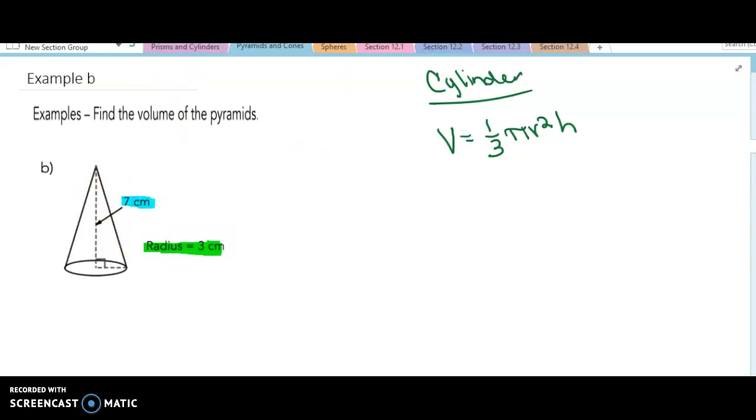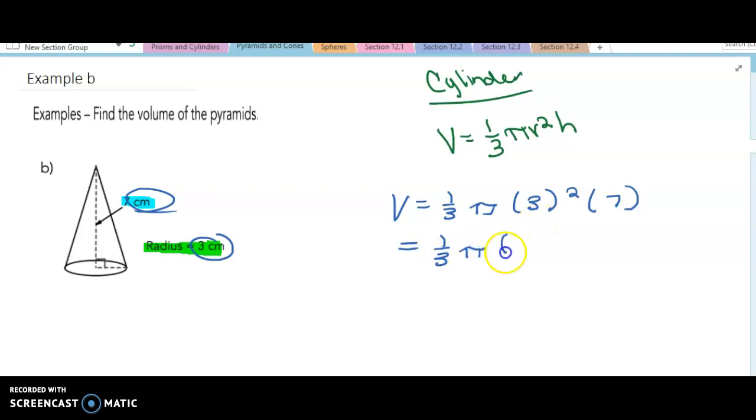My height is 7, so if I plug it in, volume equals 1/3 pi r squared, so 3 squared, times h, which is 7. So 1/3 pi, 3 squared is 9, times 7. So 9 over 3 becomes 3. 3 times 7 is 21, so this is just 21 pi centimeters cubed.